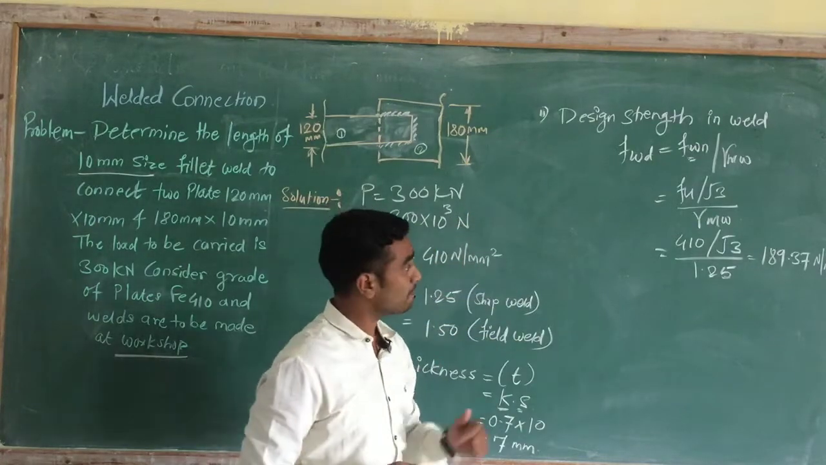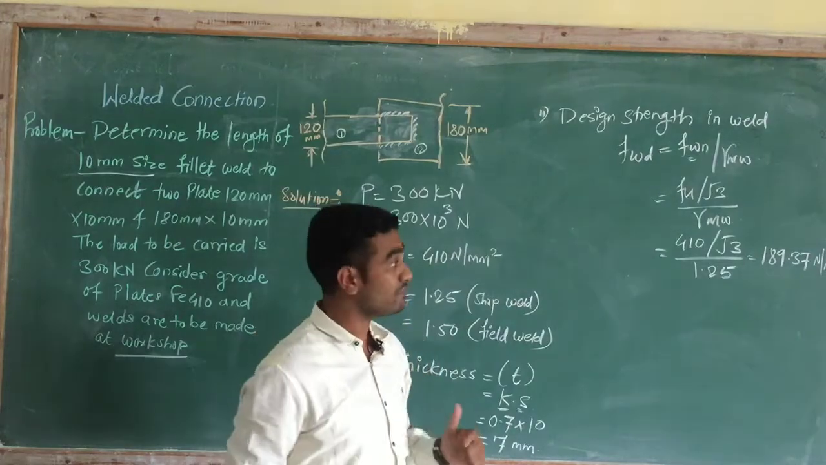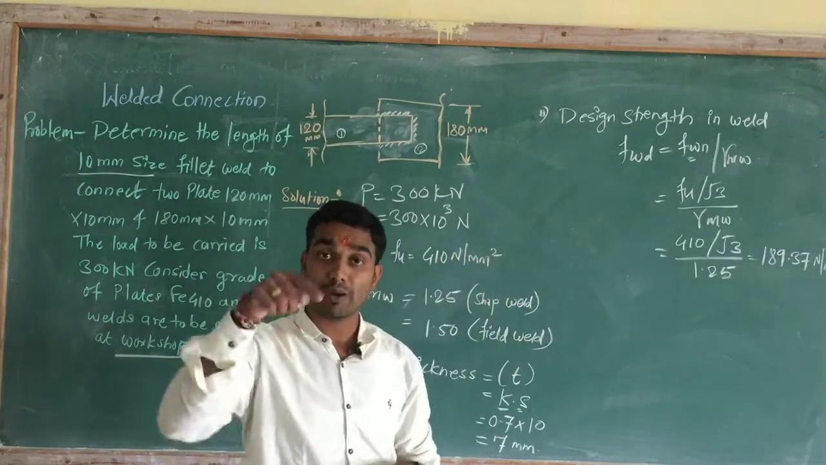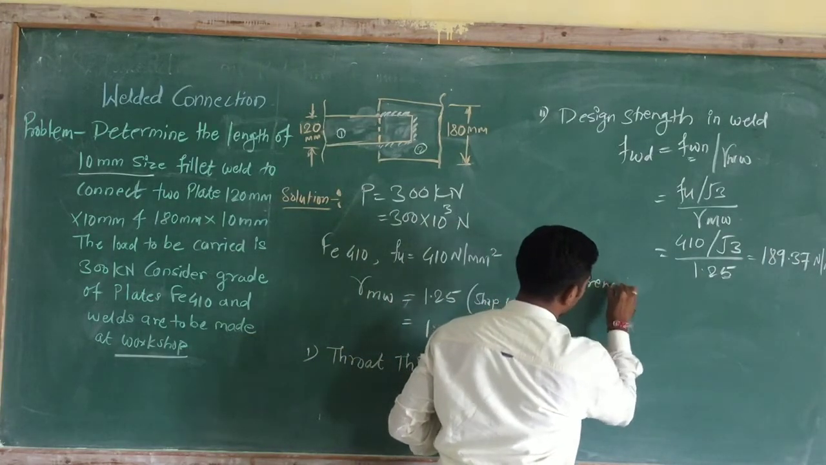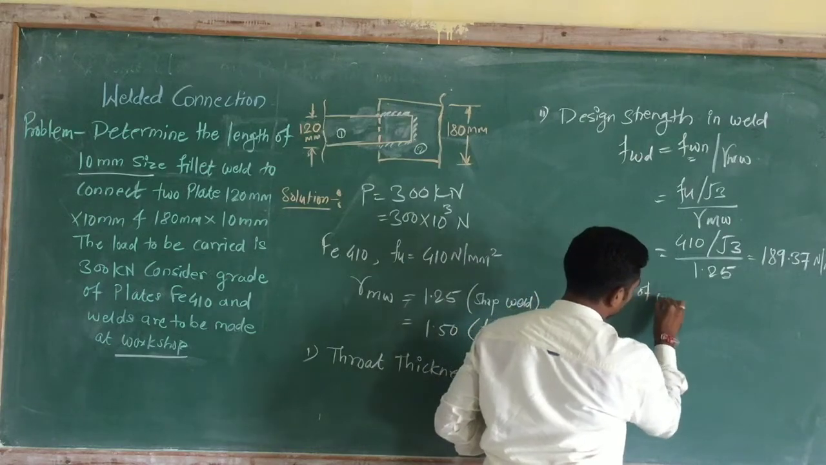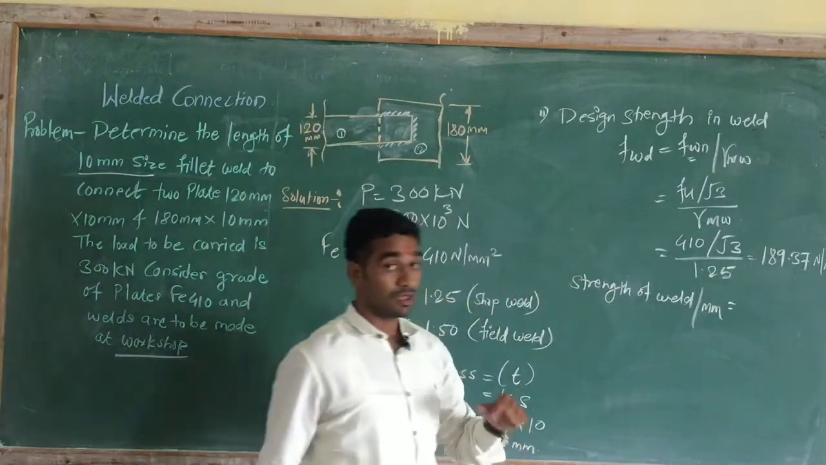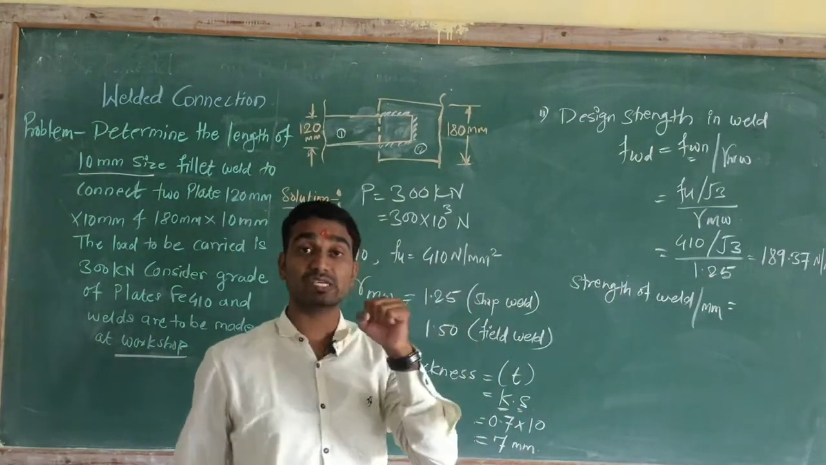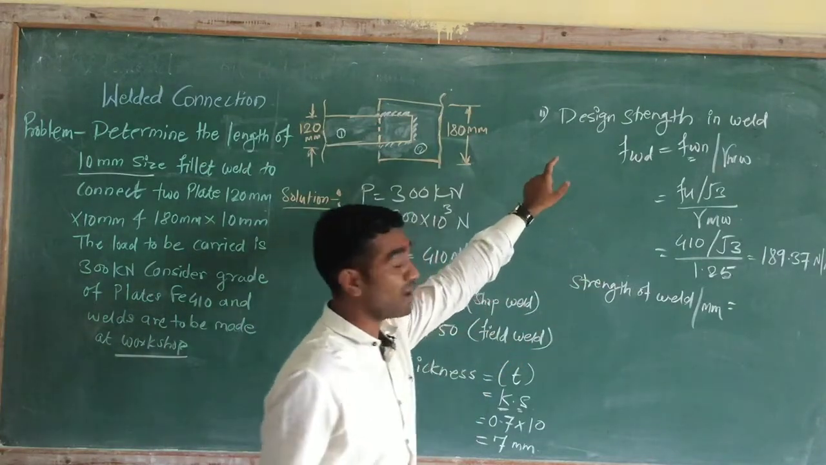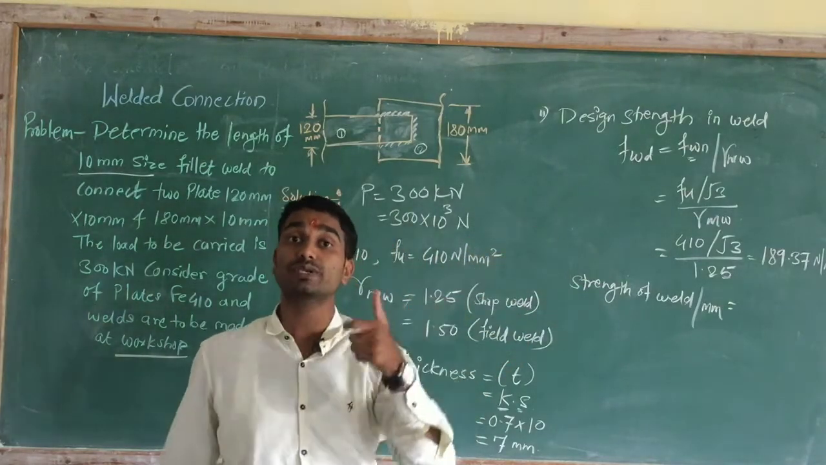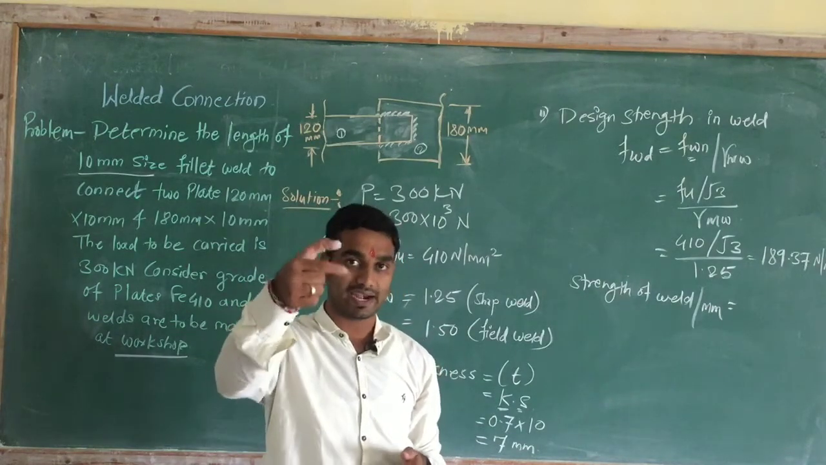Now we have to find the strength of the weld in 1 mm length. What we have to find? Strength of the weld per mm length. So we have to find the strength of weld for a single mm length. In that case, we have to multiply this design strength with the throat thickness, because that much depth of the weld is required or provided at that section.